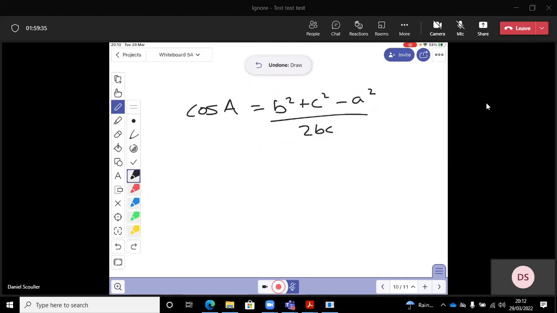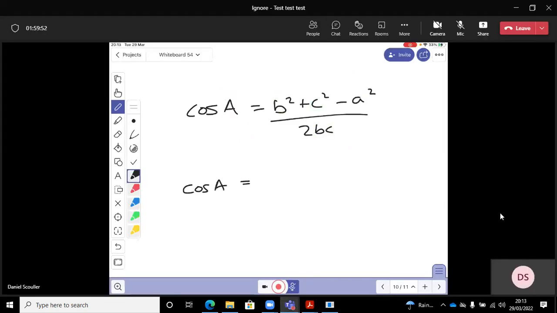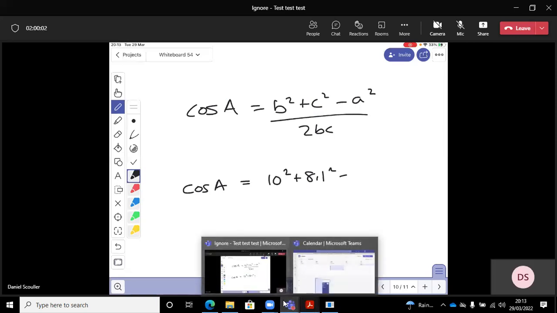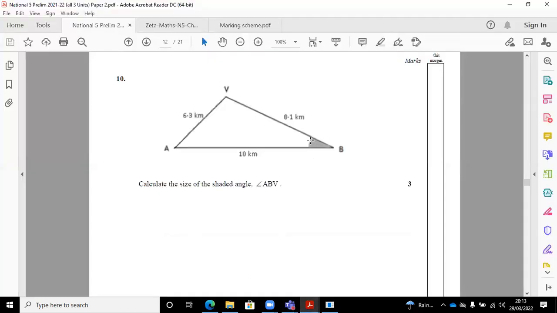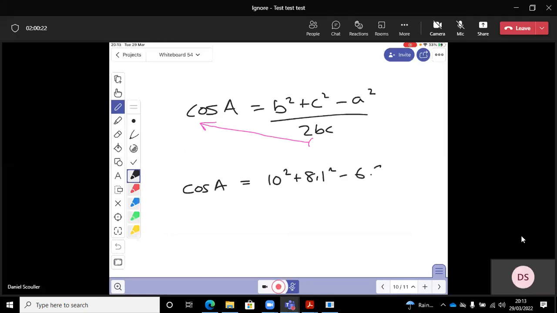So we are trying to find a missing angle. B squared can be 10, C squared can be 8.1, minus your missing angle's matching pair, the side opposite it. So 6.3.